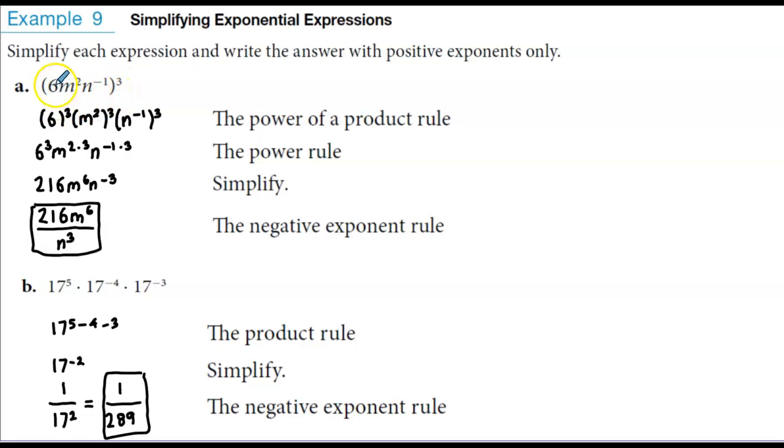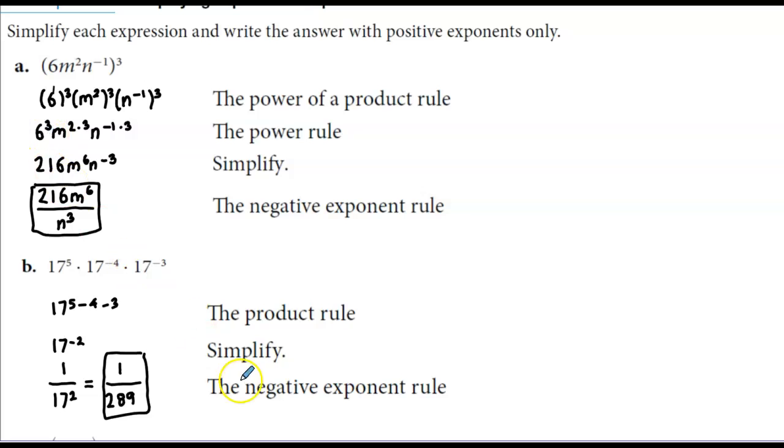Now if you notice, the base of 6 has an exponent of 1. So we have 6 to the 1 raised to the third power, m squared raised to the third power, and n to the negative 1 raised to the third power. So we're using the power of the product rule. Next, we have 1 times 3, which becomes 6 to the third power, m to the 2 times 3 times n to the negative 1 times 3.